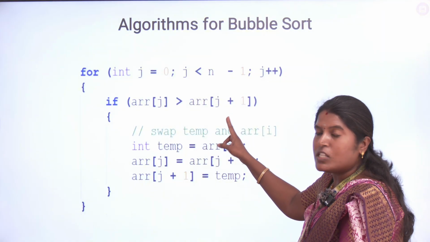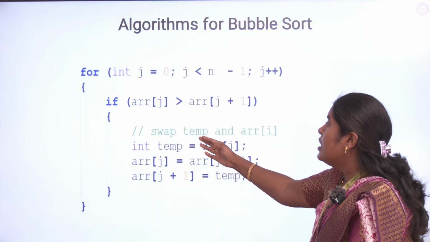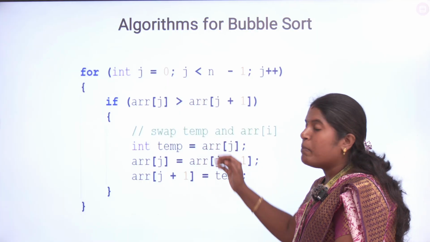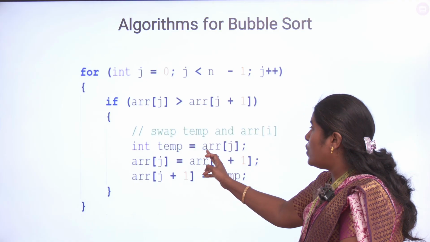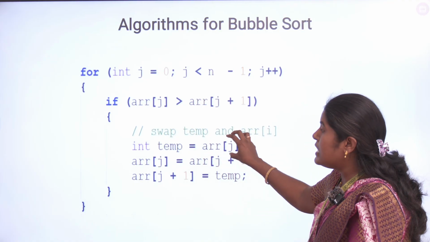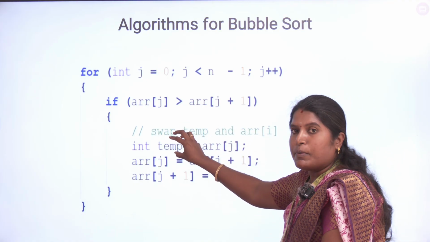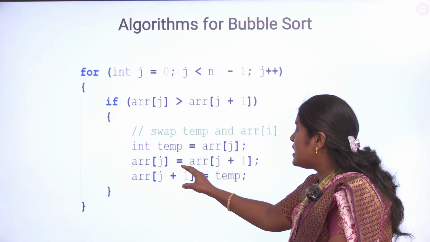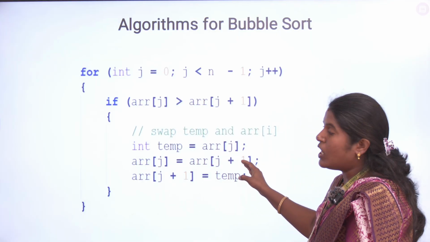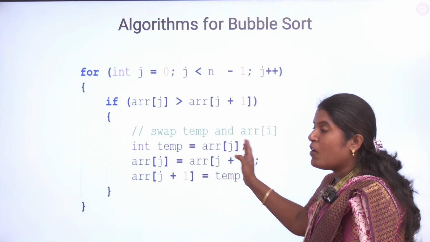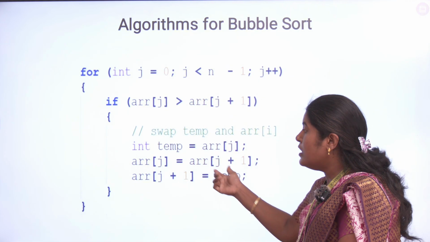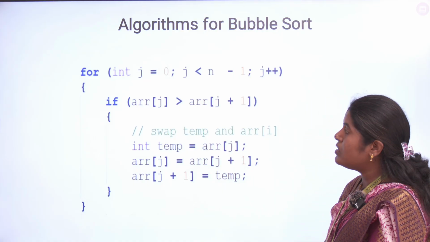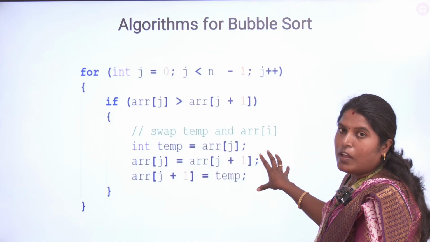When these elements are greater, we have to swap them. For swapping purposes, we are using a temporary variable. So int temp is equal to array of j. Whatever is present in array of j, we are moving it to a temporary variable, and array of j is equal to array of j plus 1. Again, the array of j plus 1 element, we are moving it to array of j. Finally, the element which is present in the temp variable is moved to array of j plus 1. So this is the implementation part of your bubble sort.